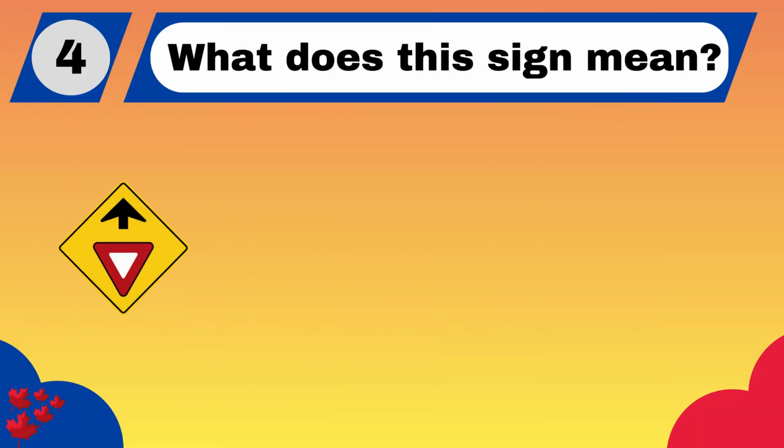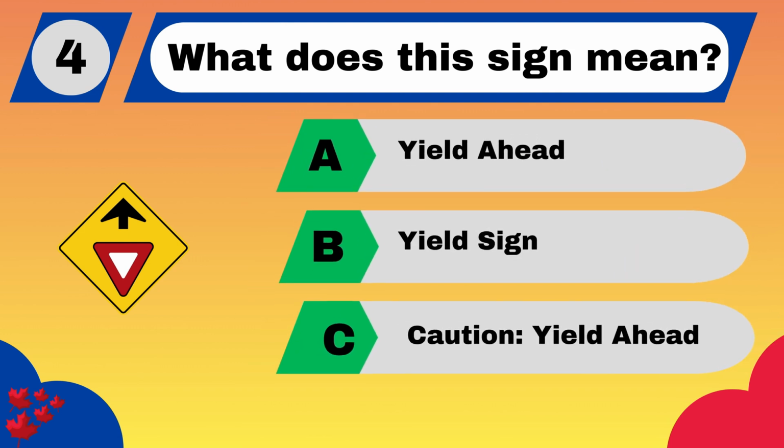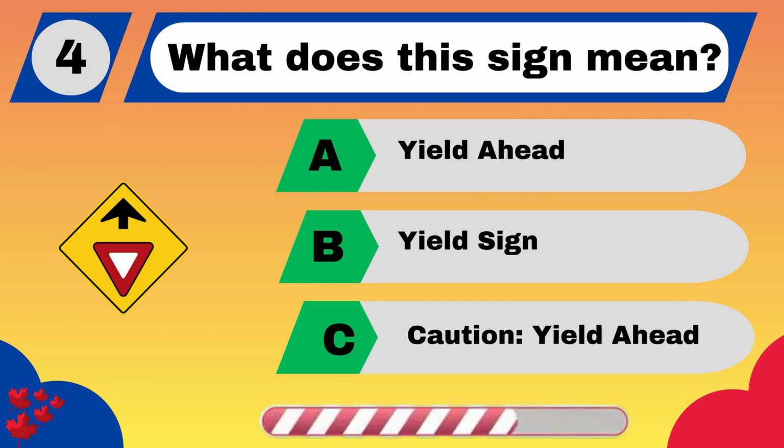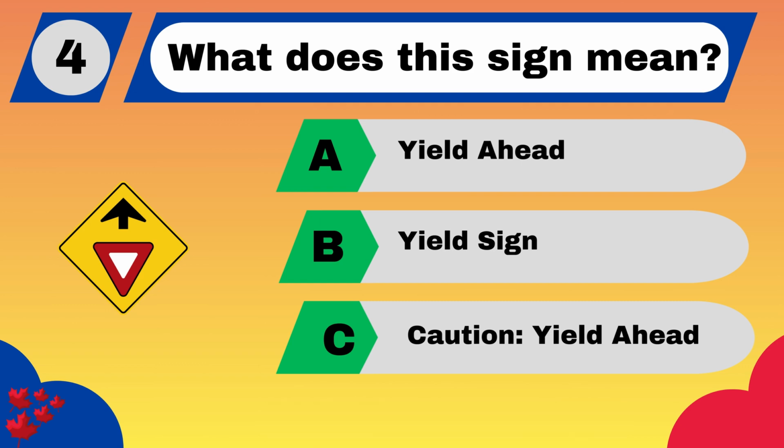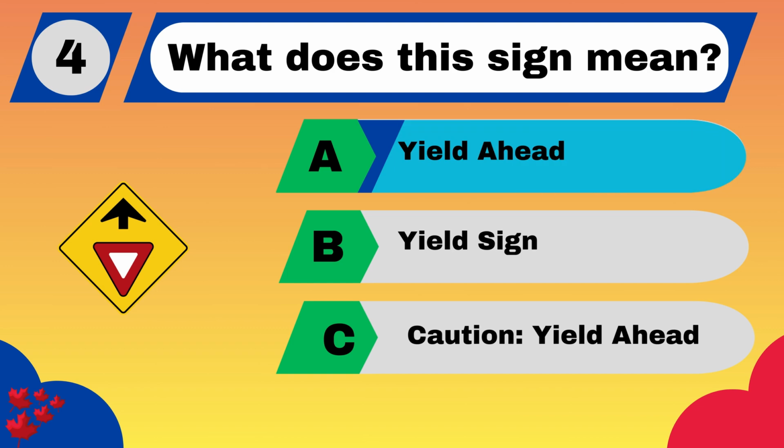Question 4. What does this road sign indicate? A. Yield ahead. B. Yield sign. C. Caution, yield ahead. Correct. A. This sign warns of a yield ahead.